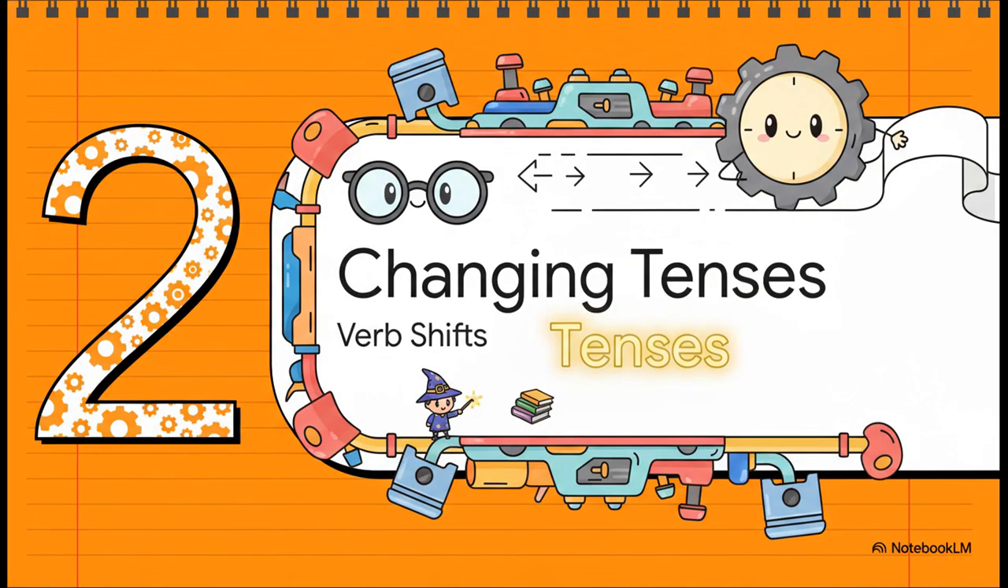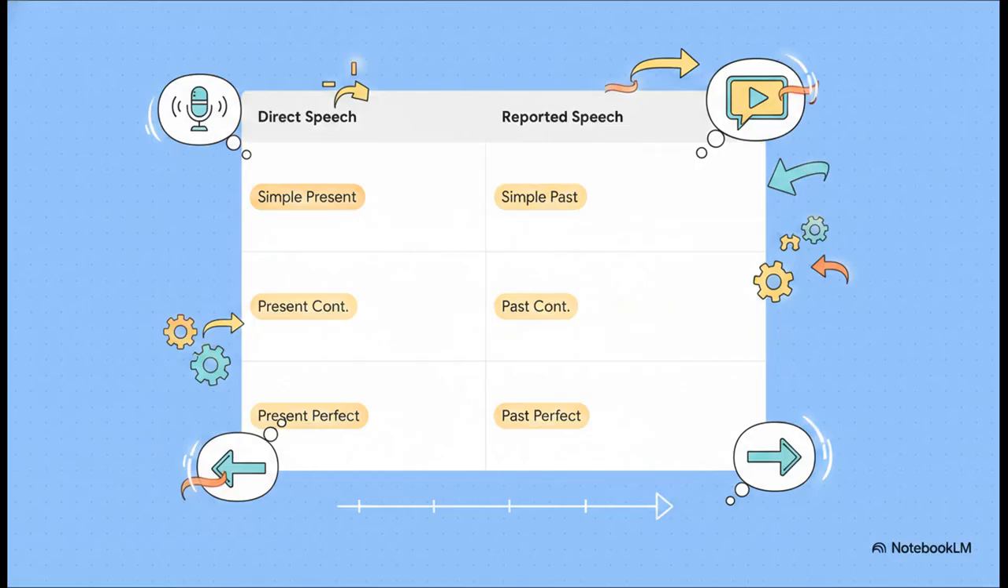Module 2. Changing tenses and verbs. Now, I want you to think of this as your ultimate tense cheat sheet. The rule is actually super simple. When your reporting verb, like said or told, is in the past tense, the stuff inside the quote usually takes one step backward in time. Simple present steps back to simple past. Present continuous, past continuous. Present perfect jumps back to past perfect. Once you see the pattern, it's just incredibly logical.